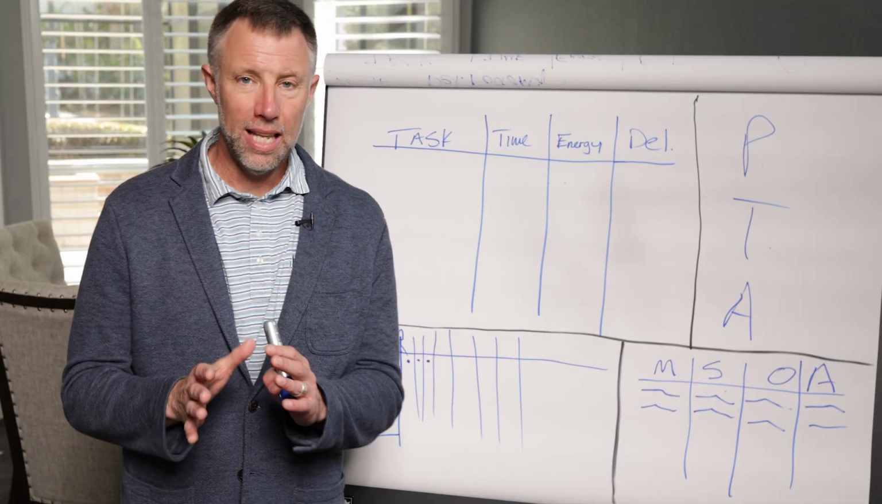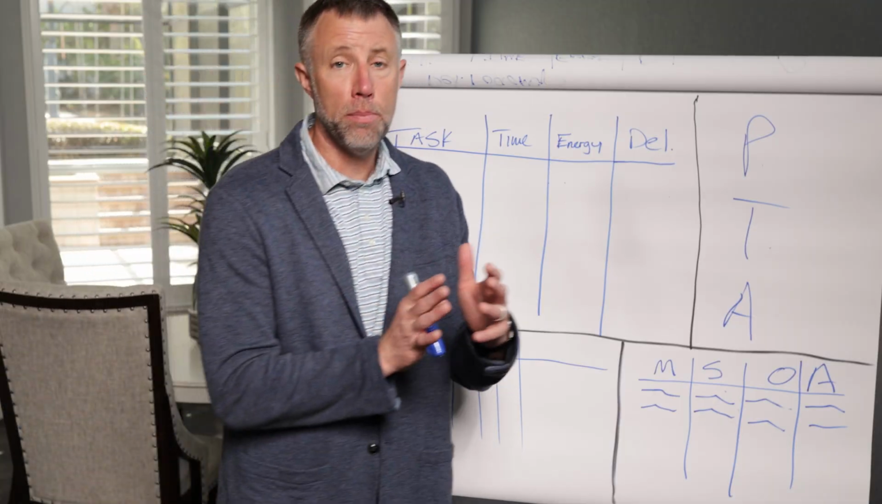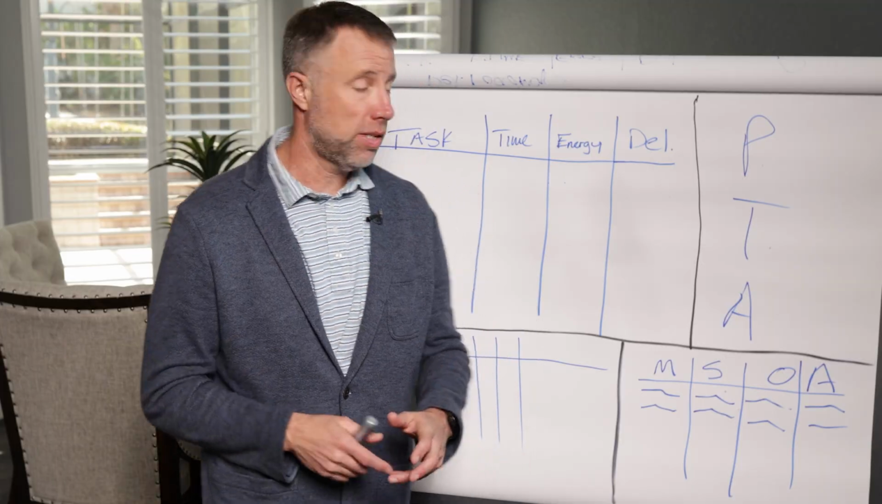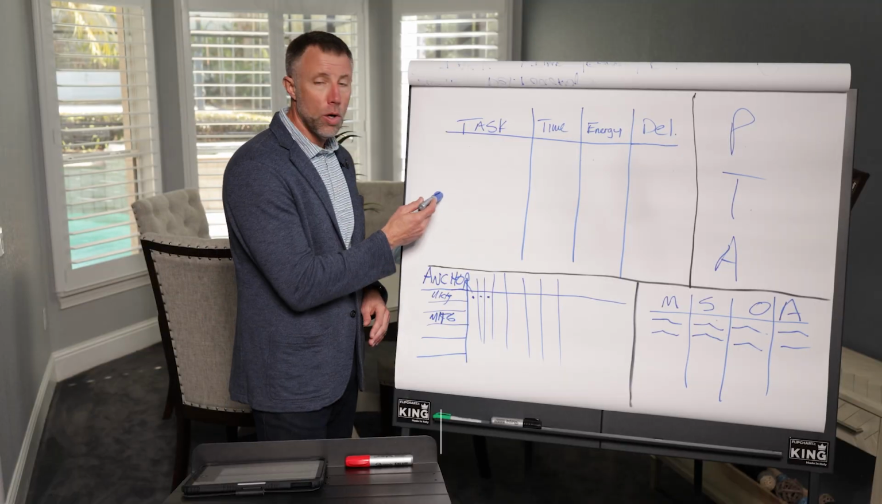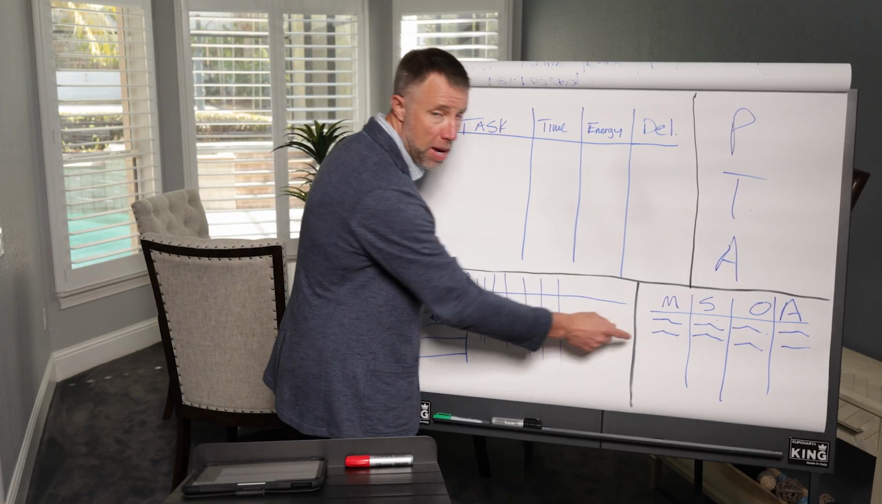Now, if you want to delegate your role as an owner, not just the project itself, but beyond the project into all the little processes that you do as an owner, then you're going to go to the delegation roadmap. And here's what you're going to do. You're going to use your master process roadmap as a cheat sheet.